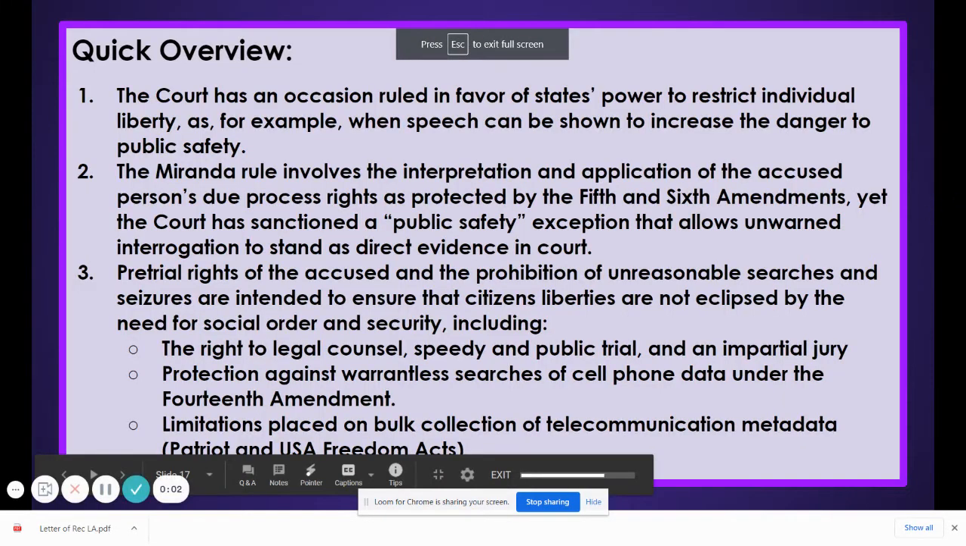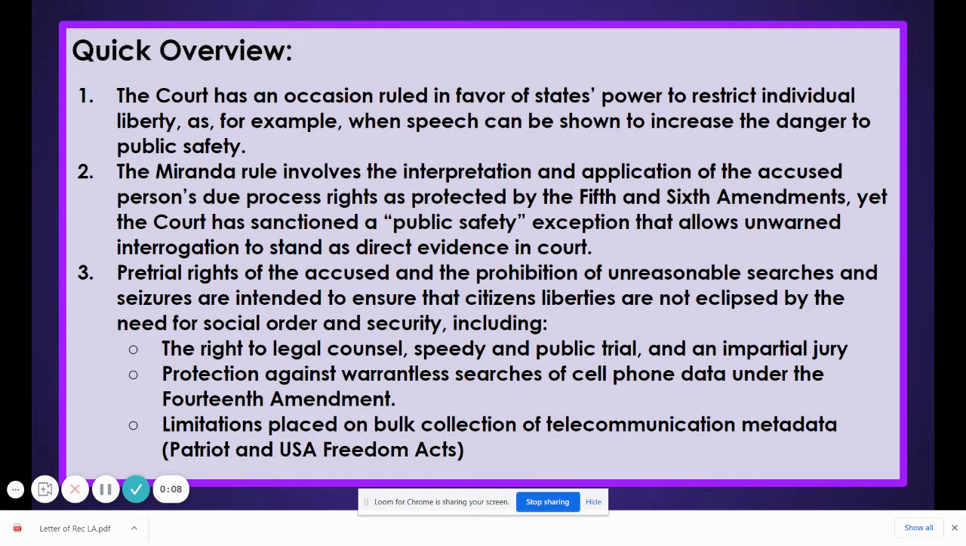Okay, so for today's lesson, I'm going to have you look at an intro to defendants' rights, and then we're going to look at a court case tomorrow, Gideon versus Wainwright. So this is just the first part, some introductory stuff. The court has occasionally ruled in favor of states' powers to restrict individual liberties.